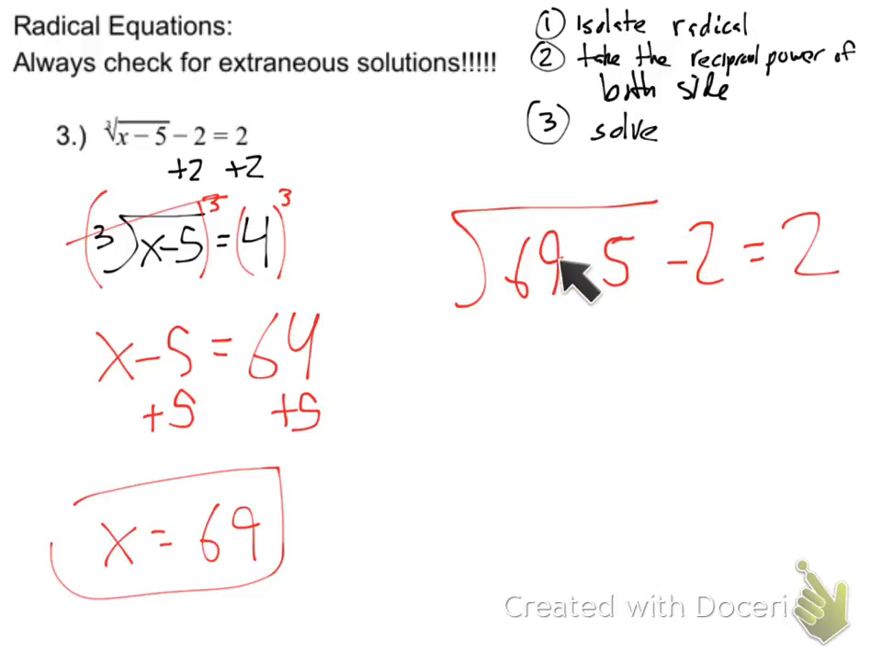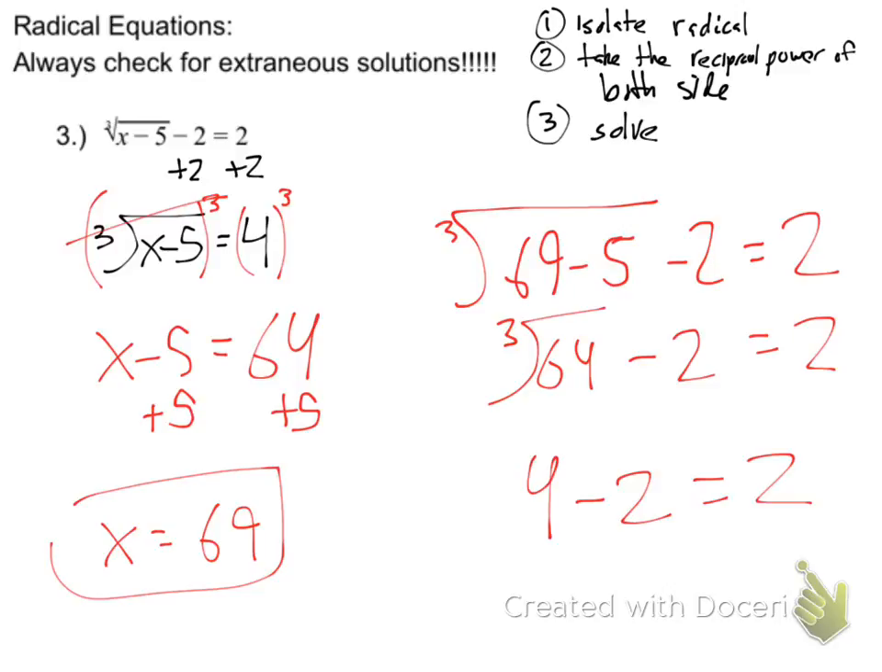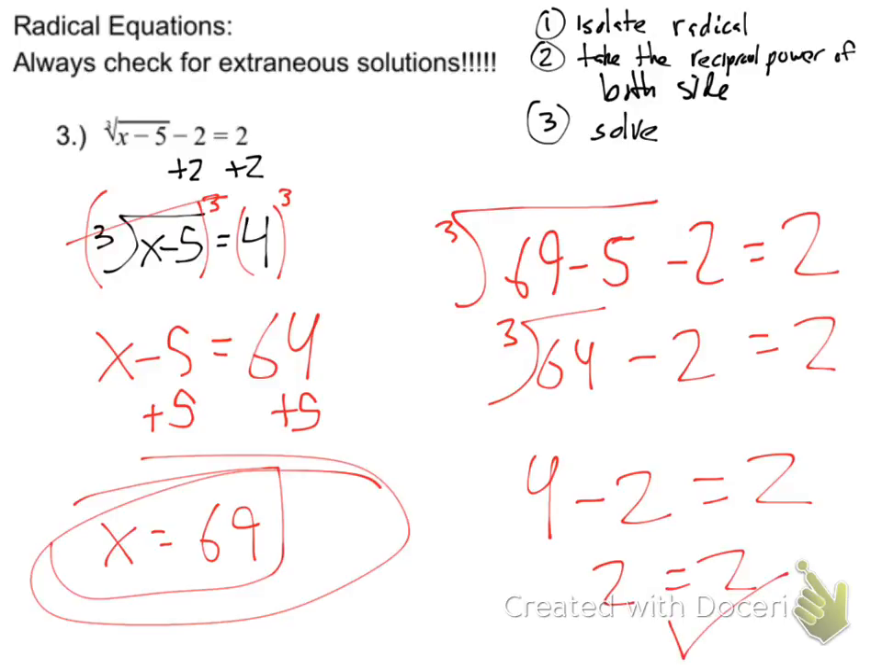So, what's 69 minus 5? 64. Cubed root of 64, minus 2 equals 2. What's the cubed root of 64? 4. 4 minus 2 equals 2. And 2 equals 2. Check. Therefore, we have an answer.